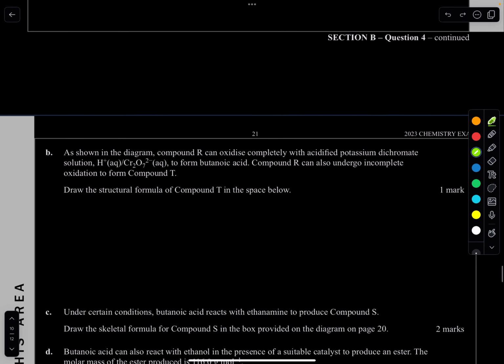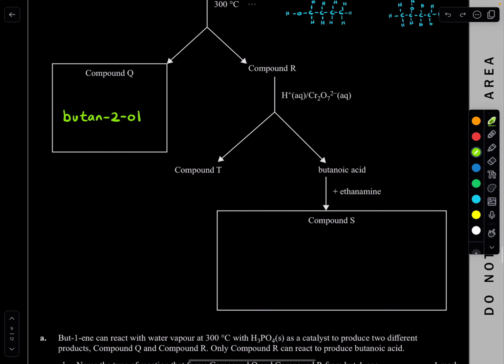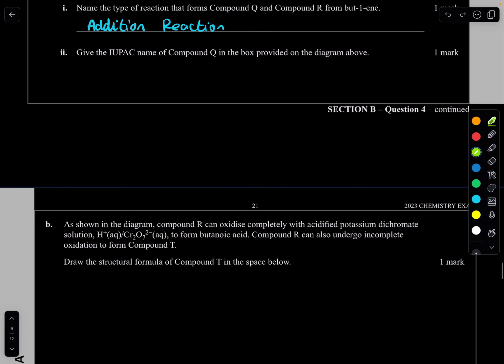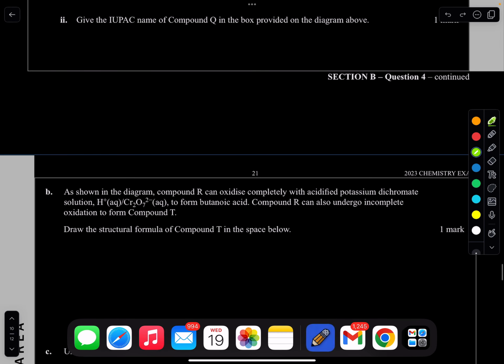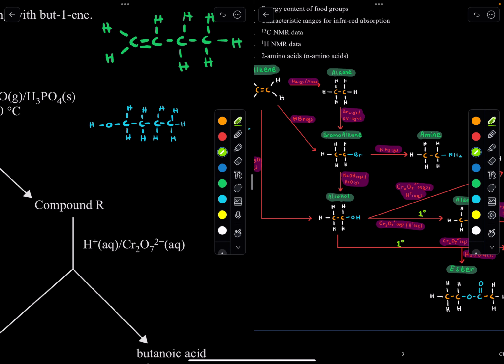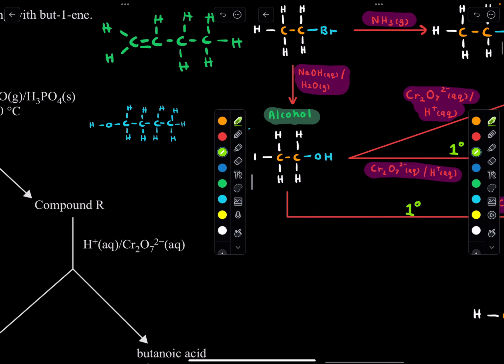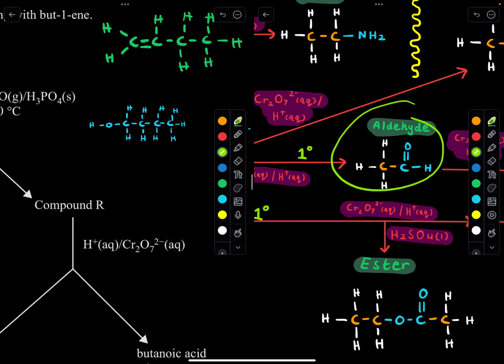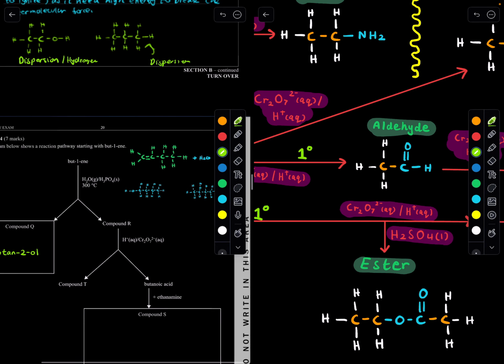Next question. As shown in the diagram, compound A can oxidize completely in acidified potassium dichromate solution to form butanoic acid. Yes, true, and it's shown here. So compound R can also undergo incomplete oxidation to form compound T. Draw the structural formula of compound T in the space below. All right, easy. Remember how we said, because it's a primary alcohol, it can go through two reactions. It can make that carboxylic acid, which we just got, or it could have formed an aldehyde here. There's an aldehyde group. That's what your compound T is.